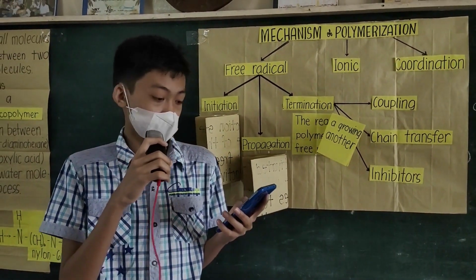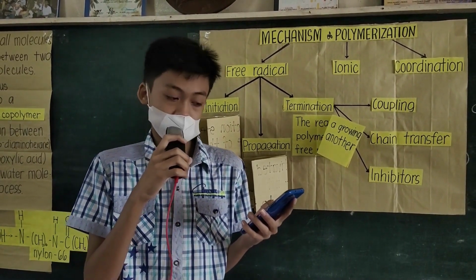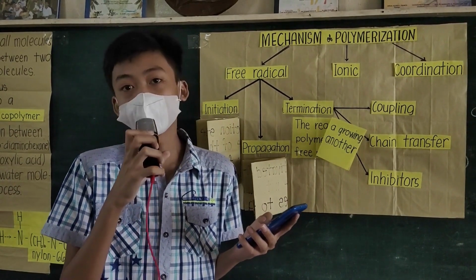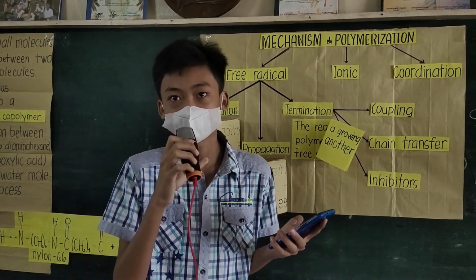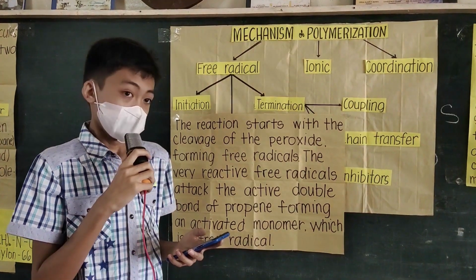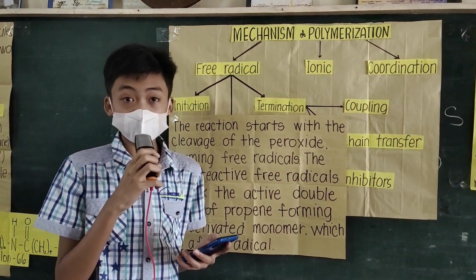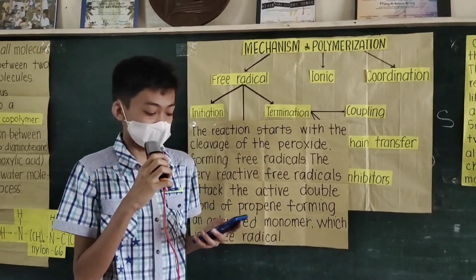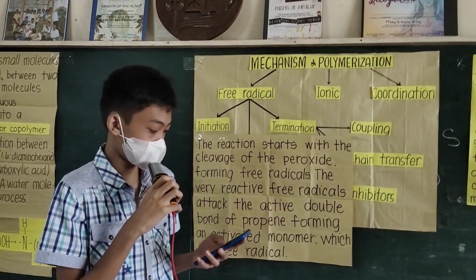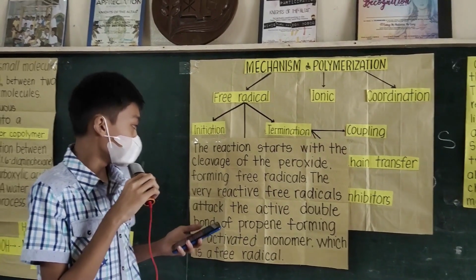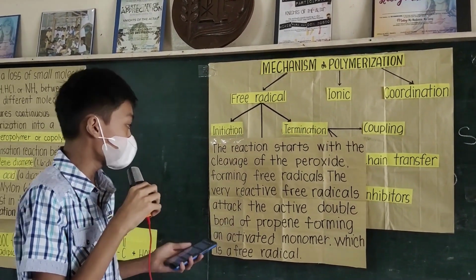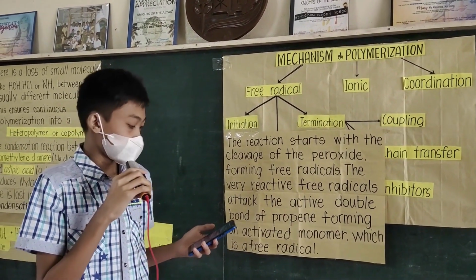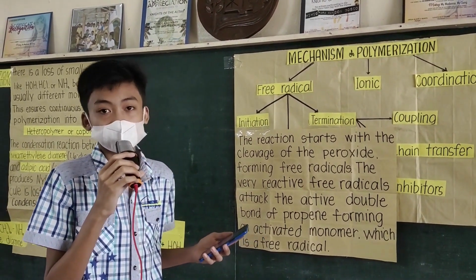Now, back to addition polymerization. Polymerization reactions occur in 3 stages: initiation, propagation, and termination. In the initiation stage, the peroxide radicals, for example hydrogen peroxide, would break apart into 2 free radicals. Those free radicals would then find a monomer and destroy its double bond. This would form an activated monomer, which is itself a free radical.